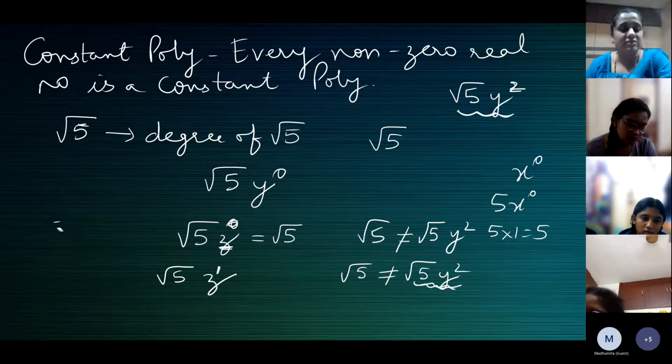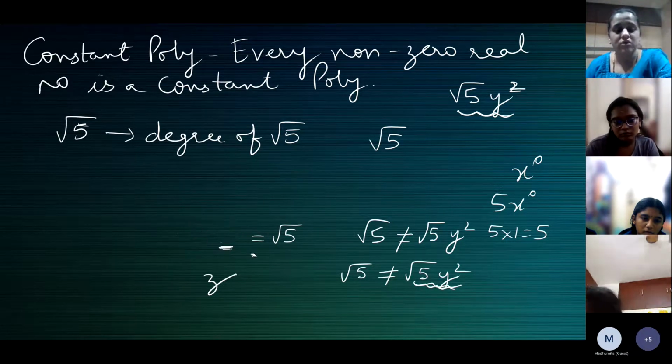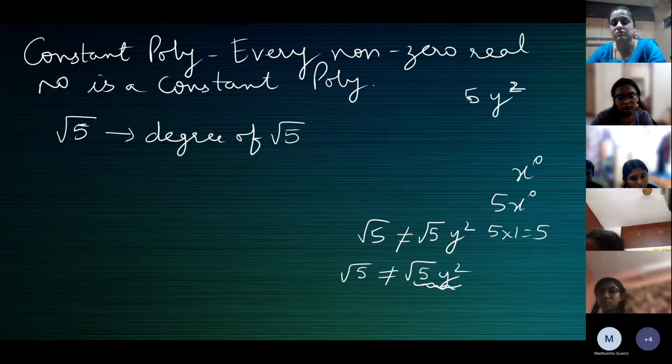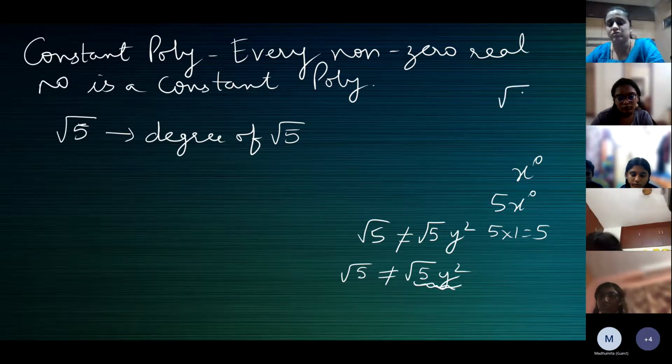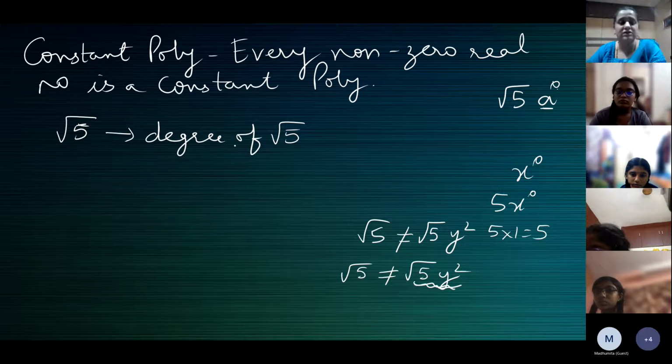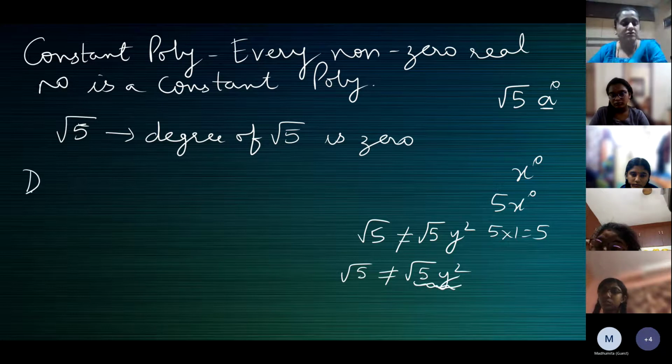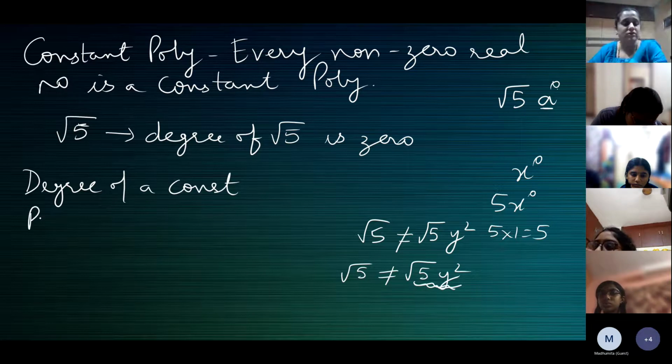So root 5 is an example of a constant polynomial. And root 5 can only be written as root 5, any variable raised to the power 0. That's just for you to understand. So root 5 can be written as root 5, say a to the power 0. A to the power 0 is 1, and root 5 into 1 is root 5. So the variable is raised to the power 0. So the degree of root 5 is 0, or the degree of a constant polynomial is 0.